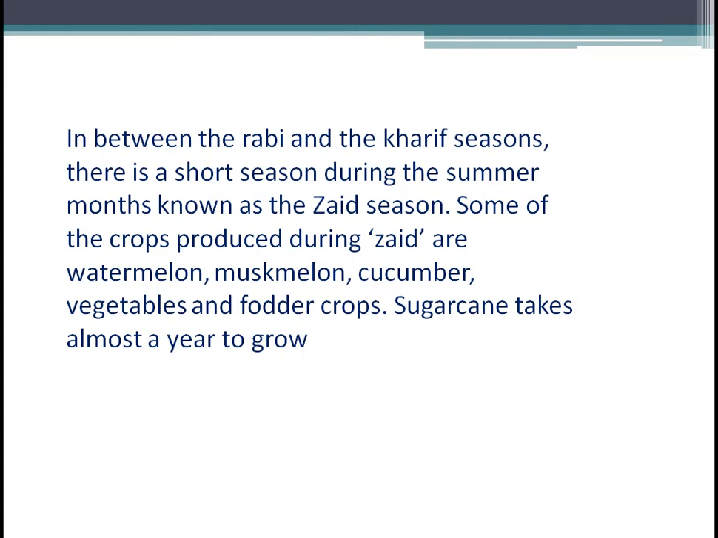In between the Rabi and the Kharif season, there is a short season during the summer months, known as the Zaid season. So, as we are talking about Rabi, Kharif, and this is the last one, Zaid. Some of the crops produced during the Zaid are watermelon, muskmelon, cucumber, vegetables, and fodder crops. Sugarcane takes almost a year to grow. Those who are from a farming background know that sugarcane crops need almost 1 year to grow and to harvest.